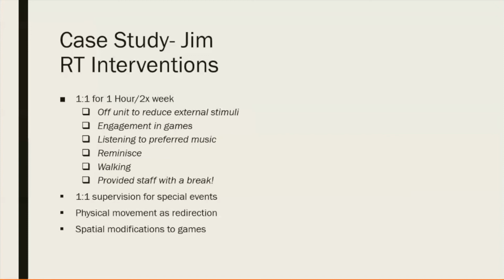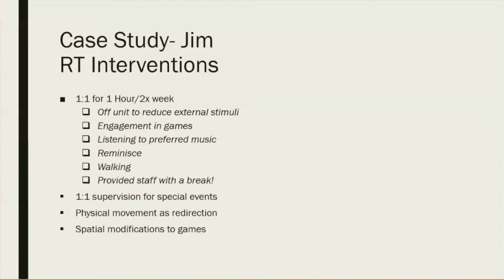And then we were providing some spatial modification to games. So this is another example of how I still have a ways to grow in my RT practice. I used to play rummy with him very frequently, maybe once a week. And he never won, and I always thought that was really interesting because he seemed so attuned to the game. But he would win when he was dealing. That's what I started noticing.